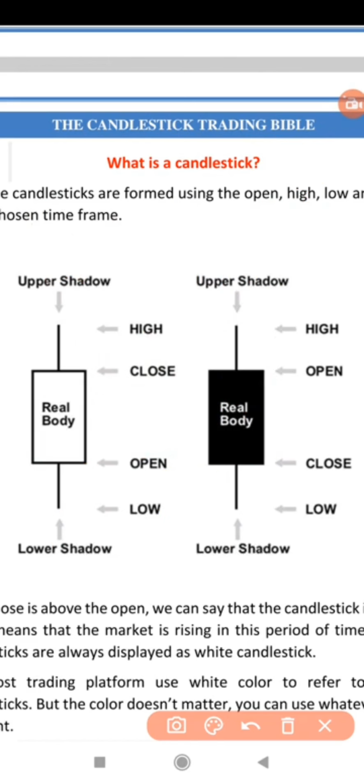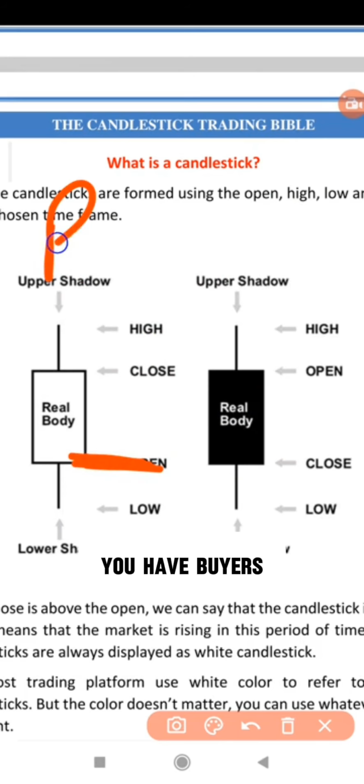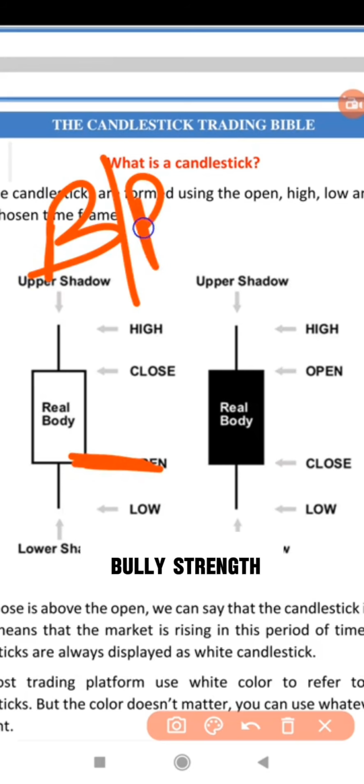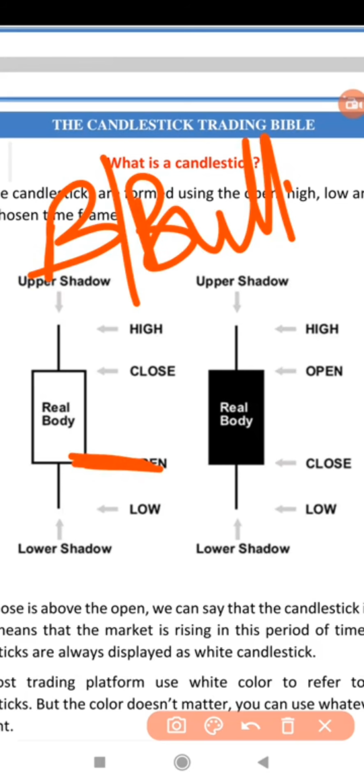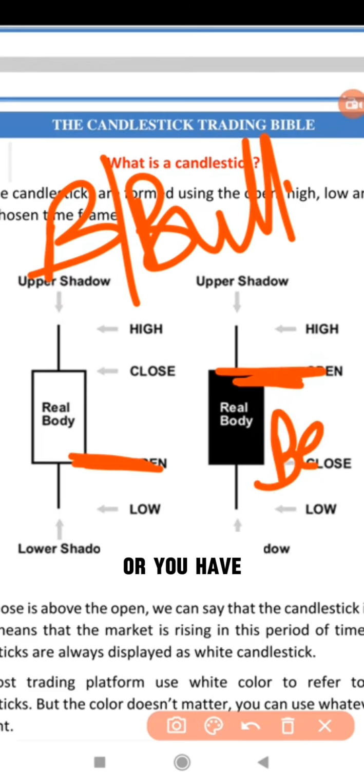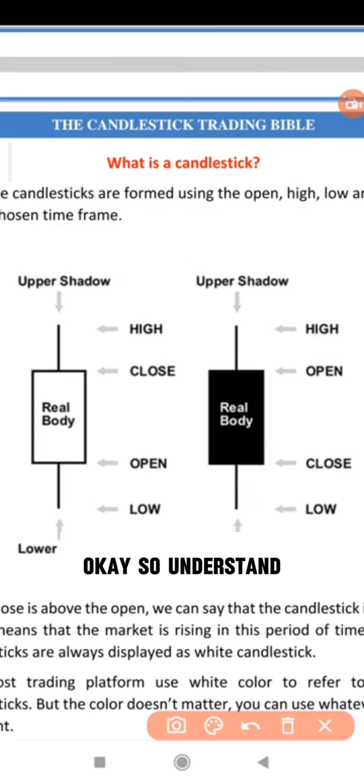So we'll discuss the concept of time frame fully later, but now pay close attention. Know where it's coming from, okay? So when price opens below, you have buyers in the market, or what is called a bullish trend. When price opens above, you have what is called the bearish market, or you have sellers. So understand where price is opening from.